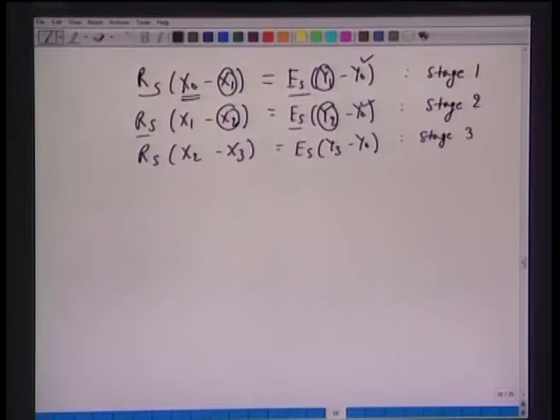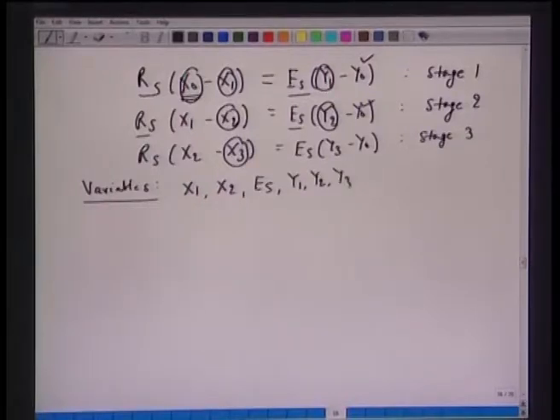And now we should identify how many variables we have which we are supposed to determine, or unknowns. Look at this, all we know is only x0 and x3. We don't know x1, we don't know x2. We do not know the solvent flow rates Es. We do not know y1, y2, y3. All we know is y0, pure solvent entering every stage, so 0 concentration. So we have 6 unknowns and 3 equations. So we require 3 more equations.